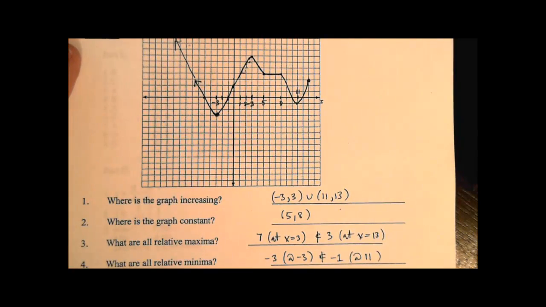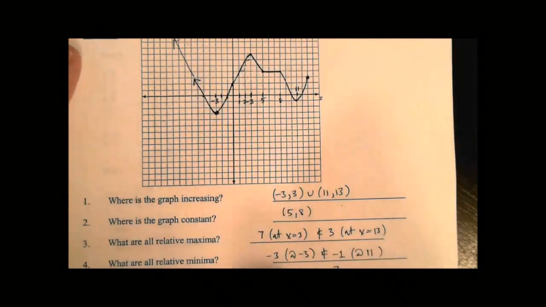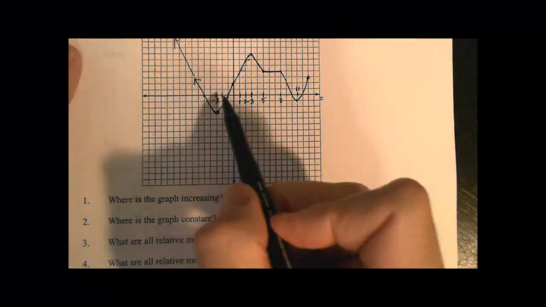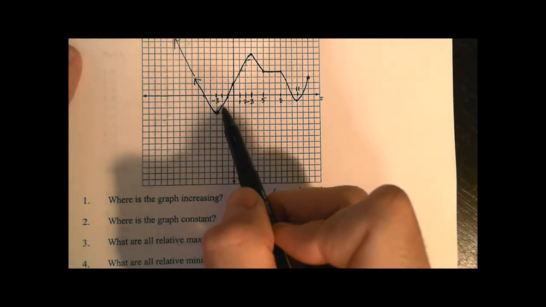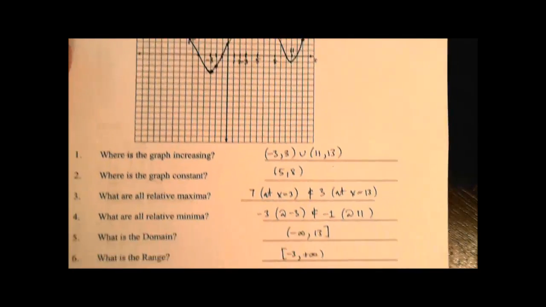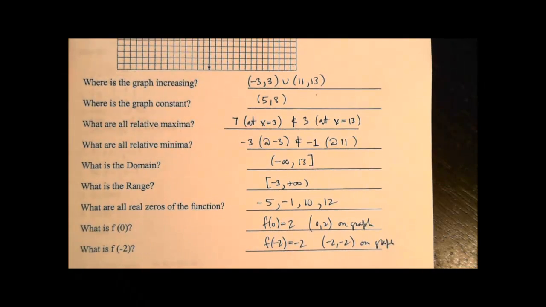And then finally it asks us, what's f of 0? When x is 0, the y value is 2. That's because 0, 2 is on the graph. And f of -2 would be the y value associated with this, and I'm going to go with a -2 for that. And again, there's a bit of estimation on what the actual coordinates of the point are, but that's good.